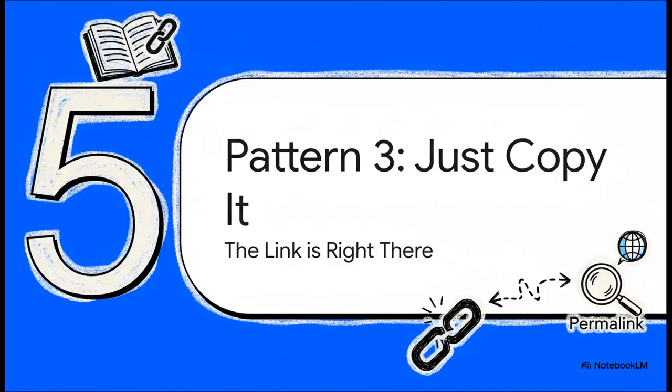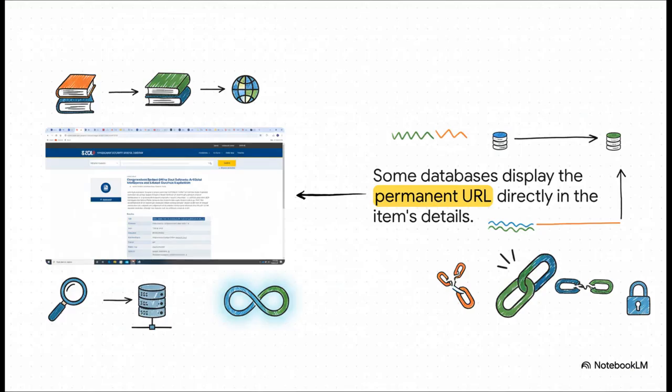All right, time for our third and final pattern, which honestly is the best one, because it's the easiest. Sometimes the database just puts the permalink right there on the page. No buttons to click, no pop-ups, nothing. It's just there. A perfect example of this is the Homeland Security Digital Library. When you're looking at the details for an item, you'll see a field that's explicitly labeled URL. That's it. That is the permalink. All you have to do is highlight it, copy it, and you are good to go.